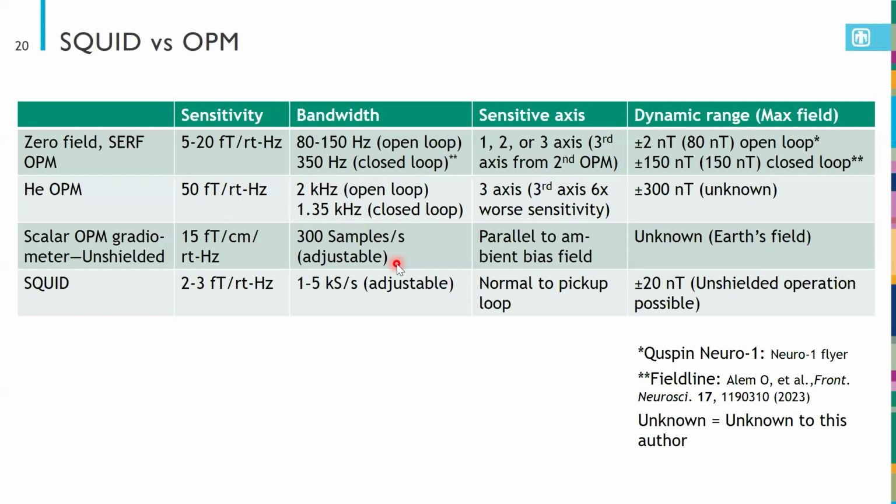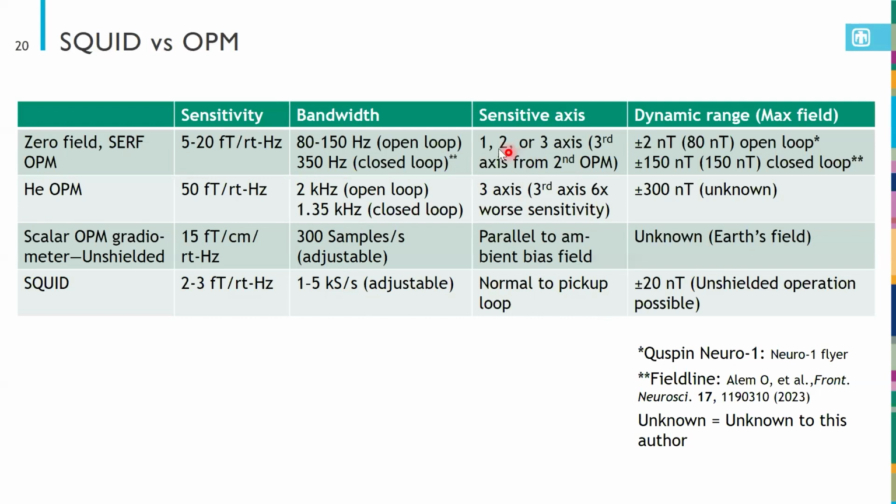The scalar OPMs, to get the best sensitivity, operate around 300 samples per second. It's a pulsed measurement, right? Every time a measurement is complete, they get one data point, and so it's not like the continuous measurement we get in these two other magnetometers. And then squid magnetometers have quite a wide bandwidth, and they operate easily from 1 to 5 kilosamples a second.